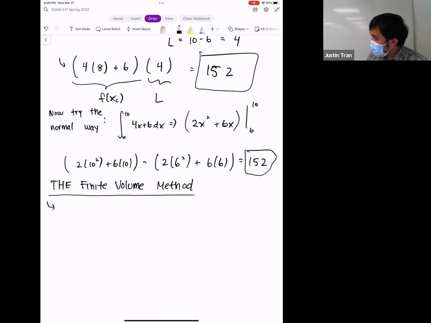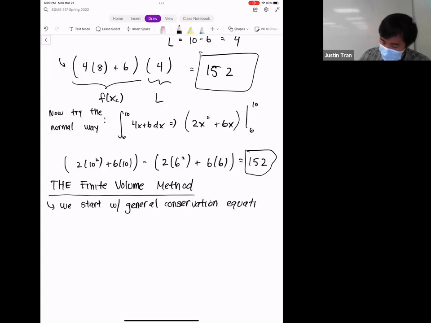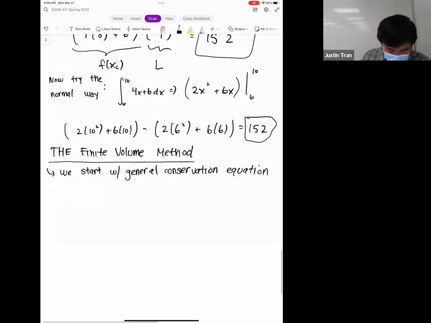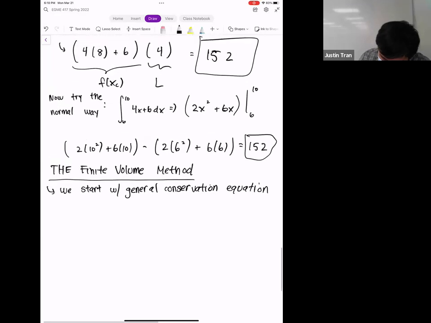And so our starting point, of course, is going to be our general conservation equation. But I'm going to put it in an interesting form. I'm not going to use the straight up derivatives like last time. I'm going to put it in a form that has the divergence.